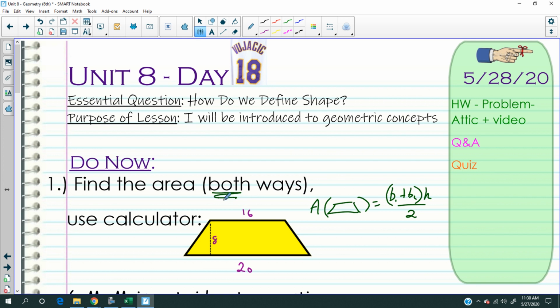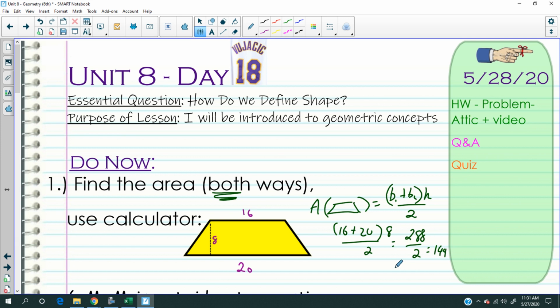Now, by the way, I said both ways because I want to show you a second way of doing it. It's actually for me, not for you. So let's see, 16 plus 20. I'm going to need my calculator probably. So base 1, by the way, doesn't matter which one's base 1, base 2. Just make sure you add the top base with the bottom base times height divided by 2. So 16 plus 20, that's 36, right? So 36 times 8 is 288. Divided by 2, that is 144, is that right?